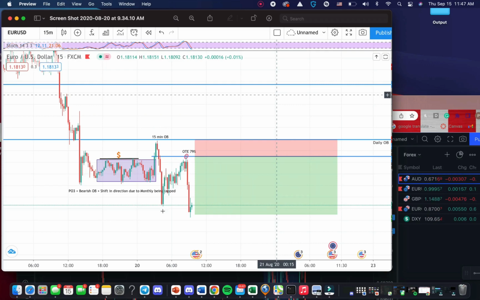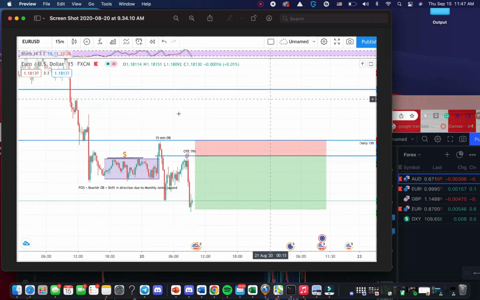And then going back to the previous lesson on retracements, or OTE, price came back, retraced, and we would have gone to another sell right here. So that's all for this concept.